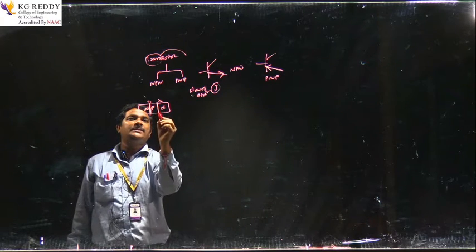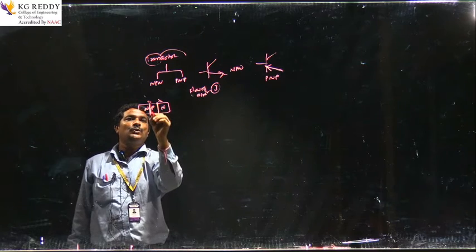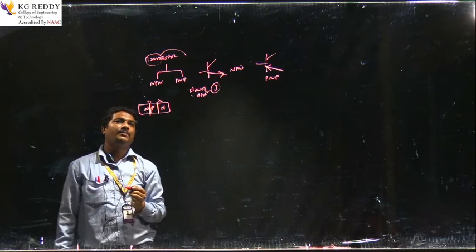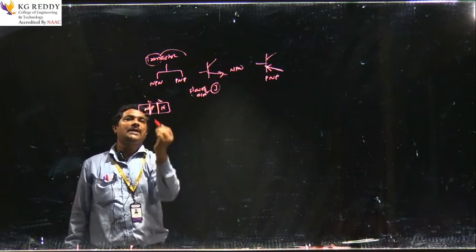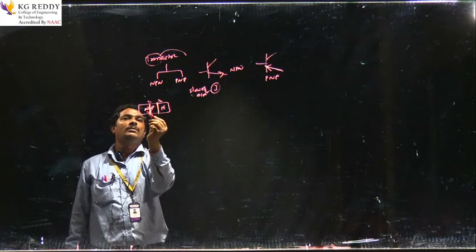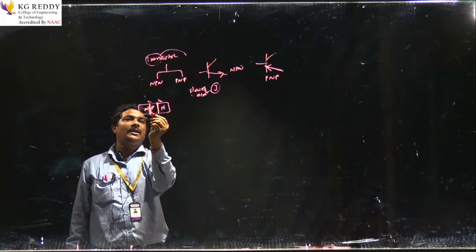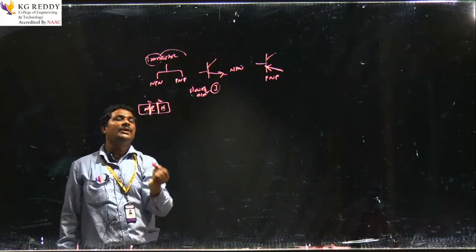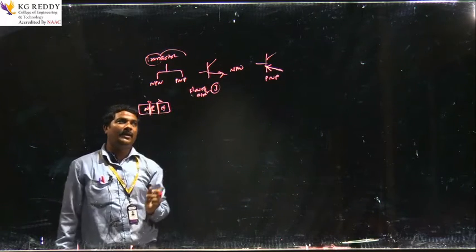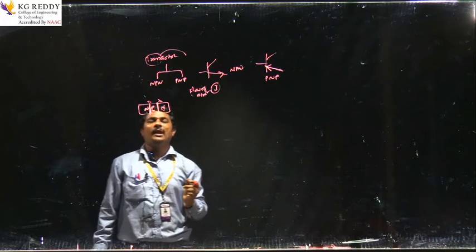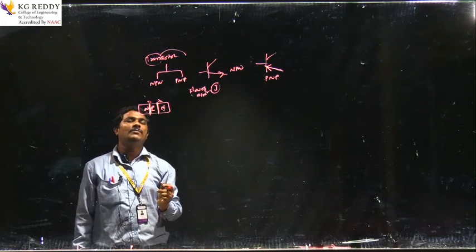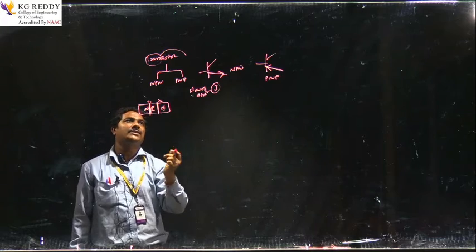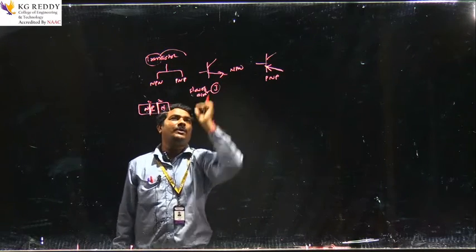Here P is sandwiched between two N layers. P is sandwiched, meaning it is common to both N layers. If you take the symbols of the transistor, they are NPN and PNP.